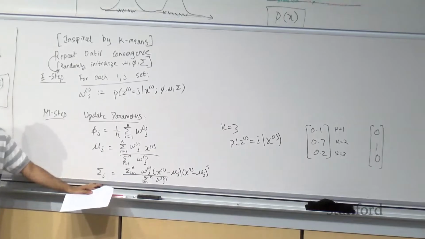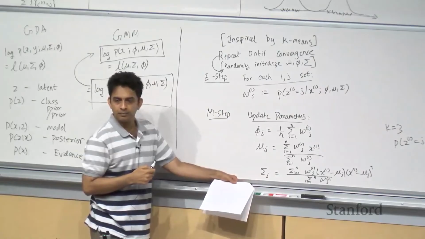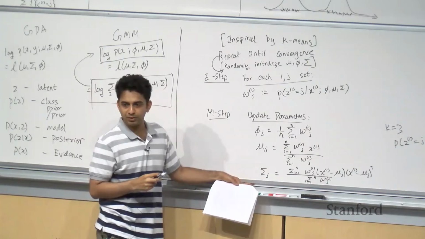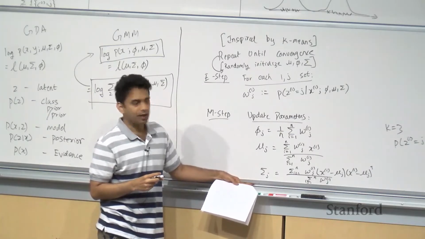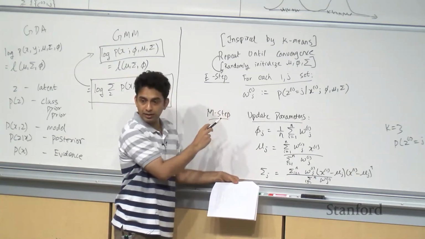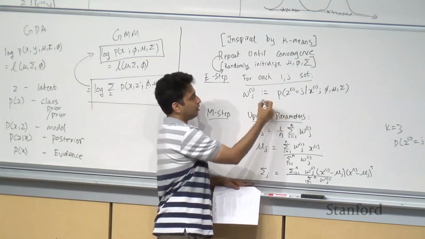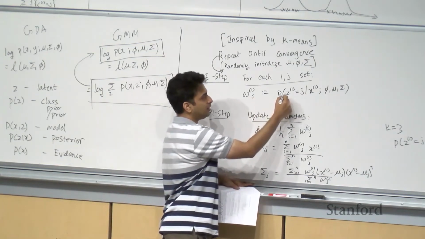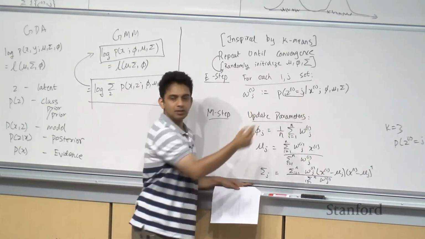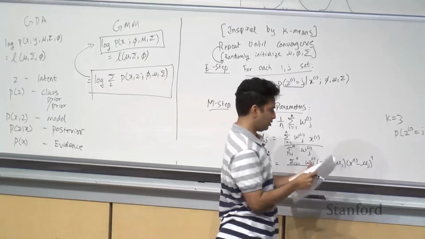Yes, question? How do we calculate the w_ij's if we haven't observed z_i? So the question is, how do we calculate w_ij if we have not observed the z's? Here, in order to calculate this, we don't need to know z_i. We are just constructing the probability that z_i could be equal to j. And the way we go about doing this is to use the Bayes rule.